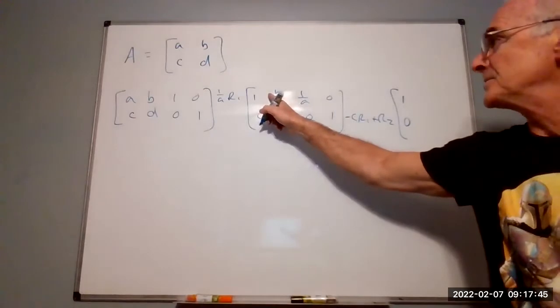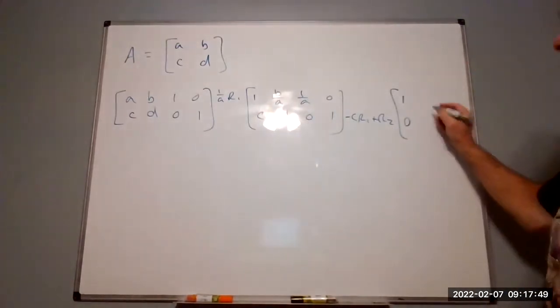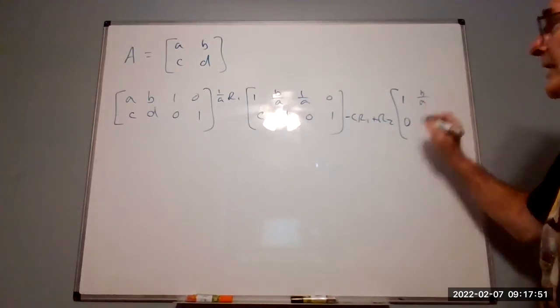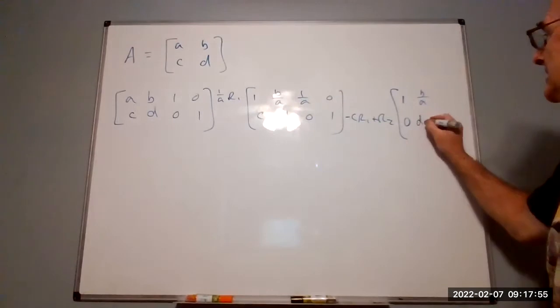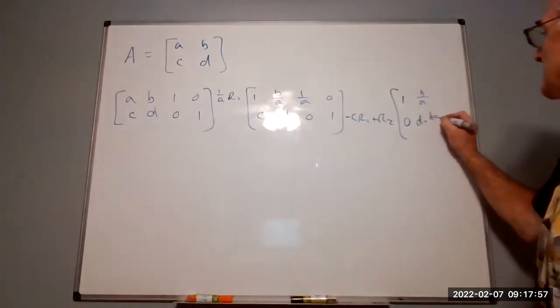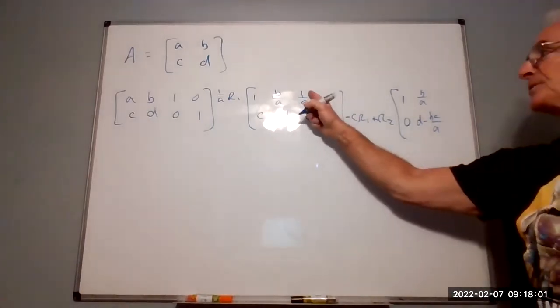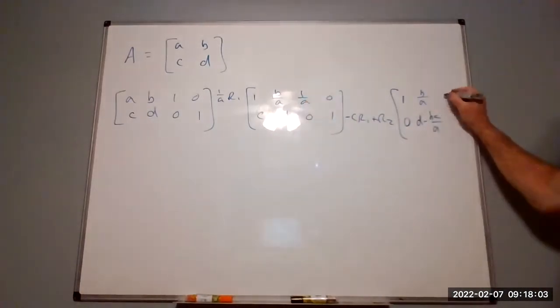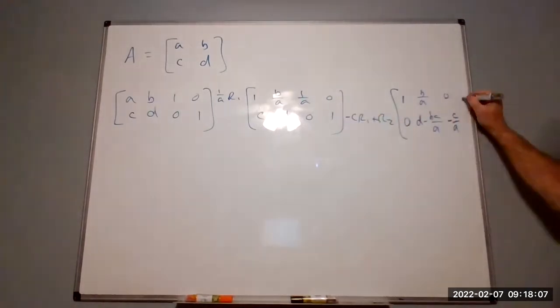C of these would be BC over A, and I'm adding it to D. So that's B over A. I'm taking negative C of these and adding it to this. So this would be D minus BC over A. Okay, I'm taking negative C of these and adding it to this. So negative C over A, and then that's 0 and 1.